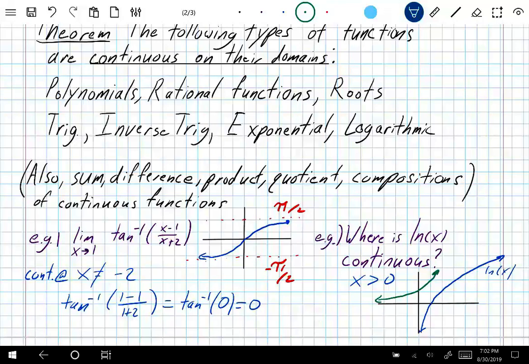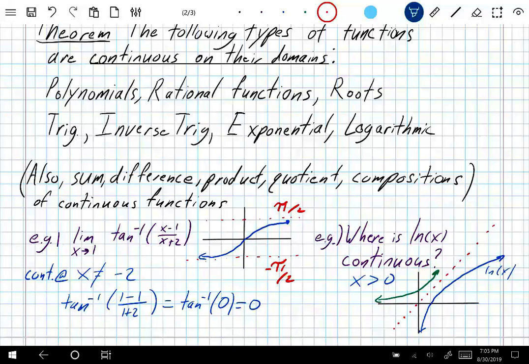What does an inverse do? It switches your x's and your y's. And switching your x's and your y's is the same as reflecting over the line y equals x. So if it helps you remember it, just remember that reflection, and that should help you figure out that the range of e to the x is 0 to infinity. So the domain of natural log of x is 0 to infinity.